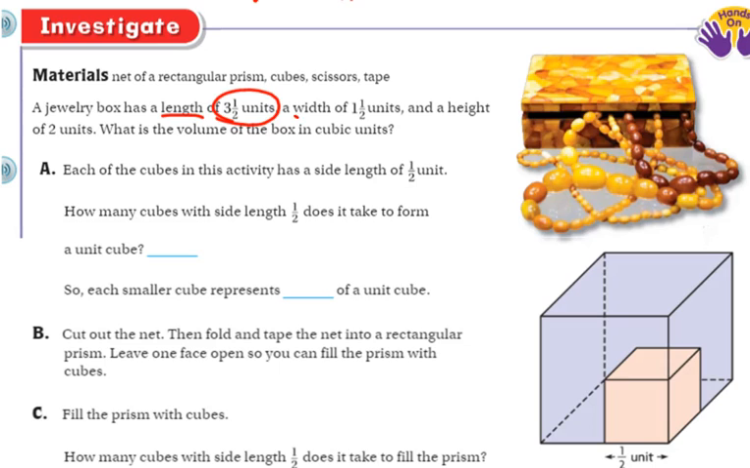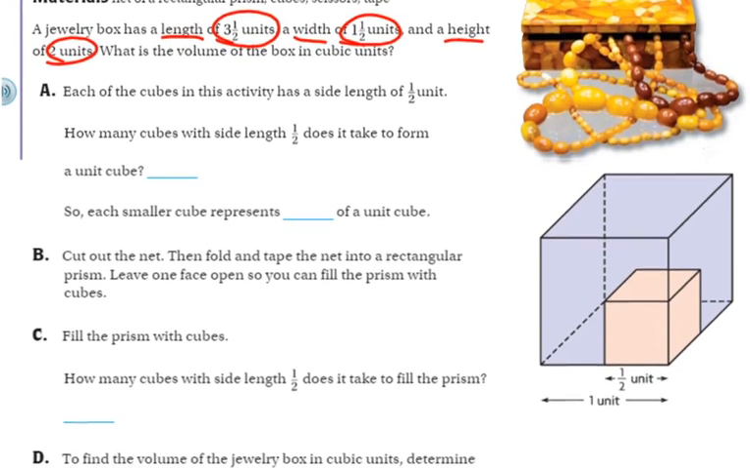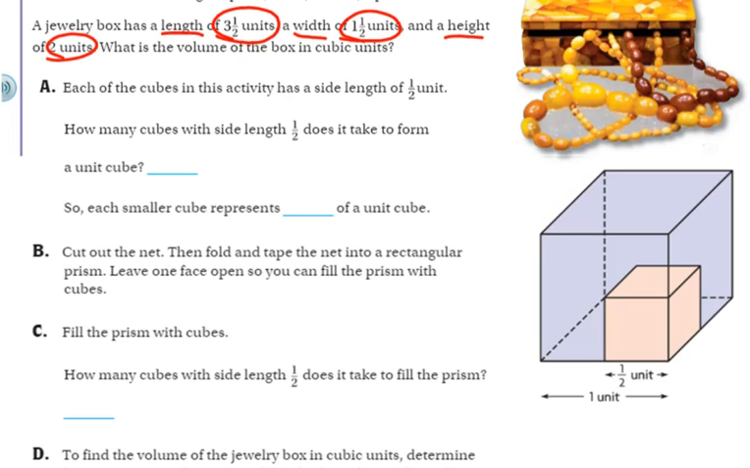So we have a length, we have a width, and we have a height for our three-dimensional figure. We want to calculate the volume of the box in cubic units. So we want to know how many cubic units are going to fit in there. So each of the cubes in this activity have a side length of 1/2 unit. You'll see that right down here. How many cubes with side length 1/2 does it take to form a unit cube?